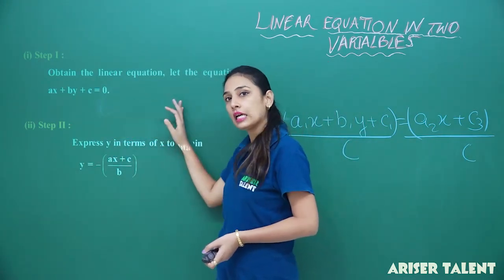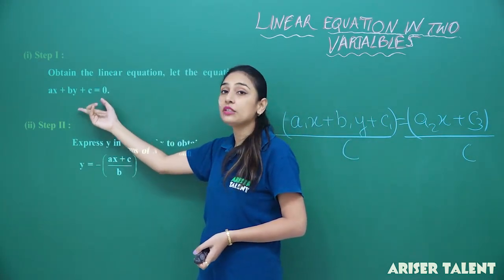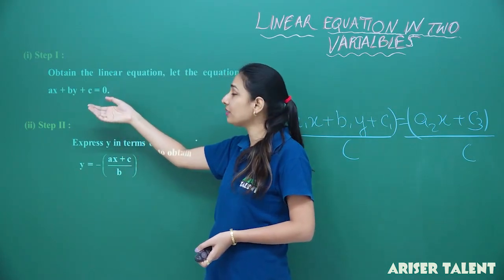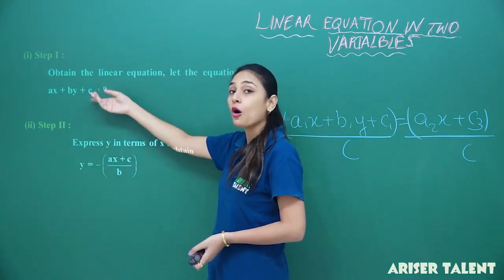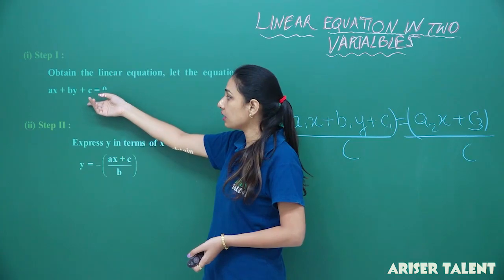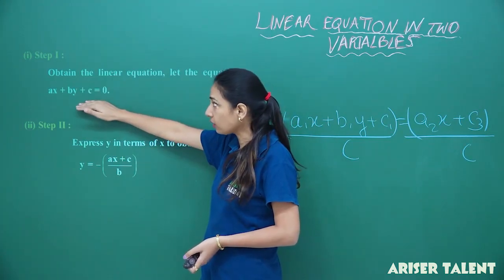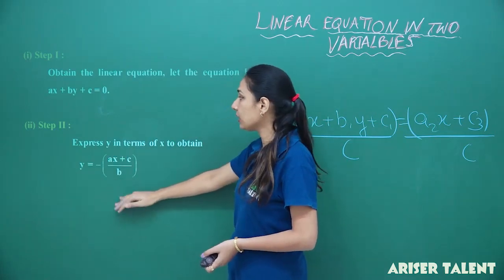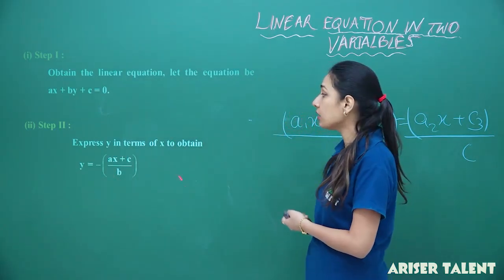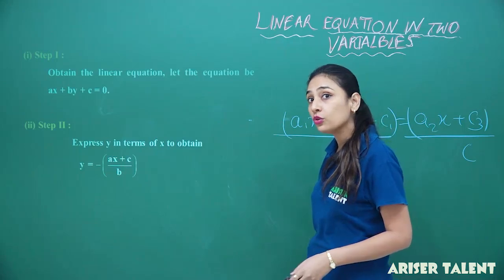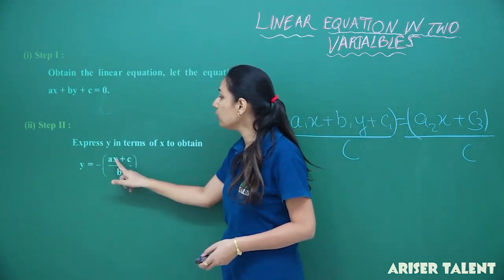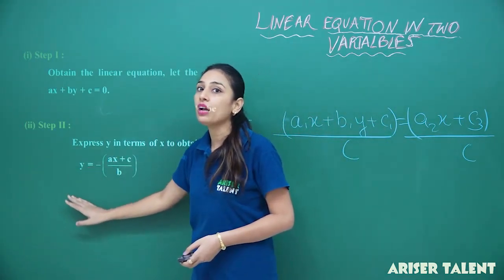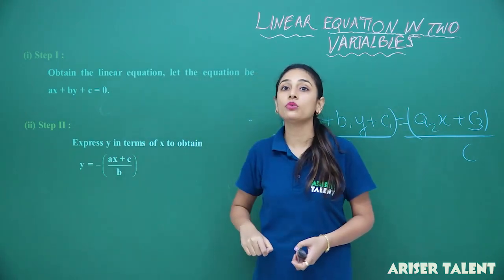If it's given in any other format, you have to convert it first into the basic format, and by this basic format of our equation, we'll move to step 2. What is step 2 here? Express this in terms of y. Now what will you do? You will put some values of x and find out the values of y at that particular time.